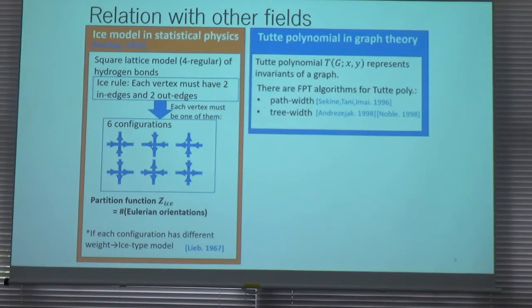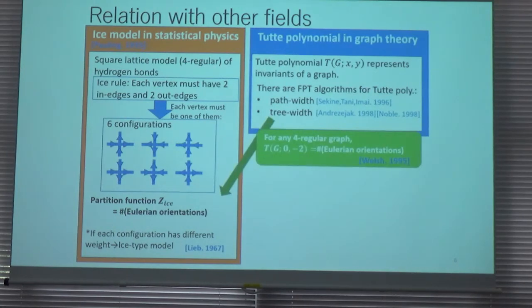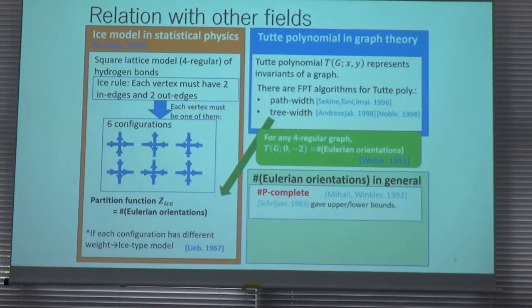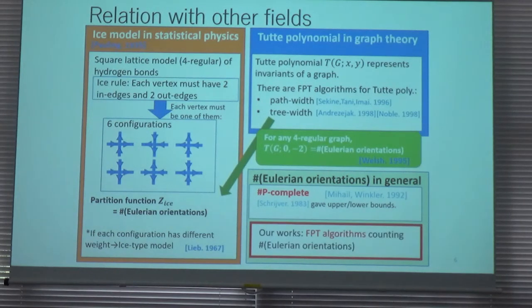And there exist FPT algorithms for the polynomial. And in 1995, Welsh pointed out that when the input is 4-regular and x equals 0 and y equals -2, the Tutte polynomial calculates the number of Eulerian orientations for regular graphs. However, in general cases, it is known that counting Eulerian orientations is a #P-complete problem. And this work provides FPT algorithms which count the Eulerian orientations for general graphs.